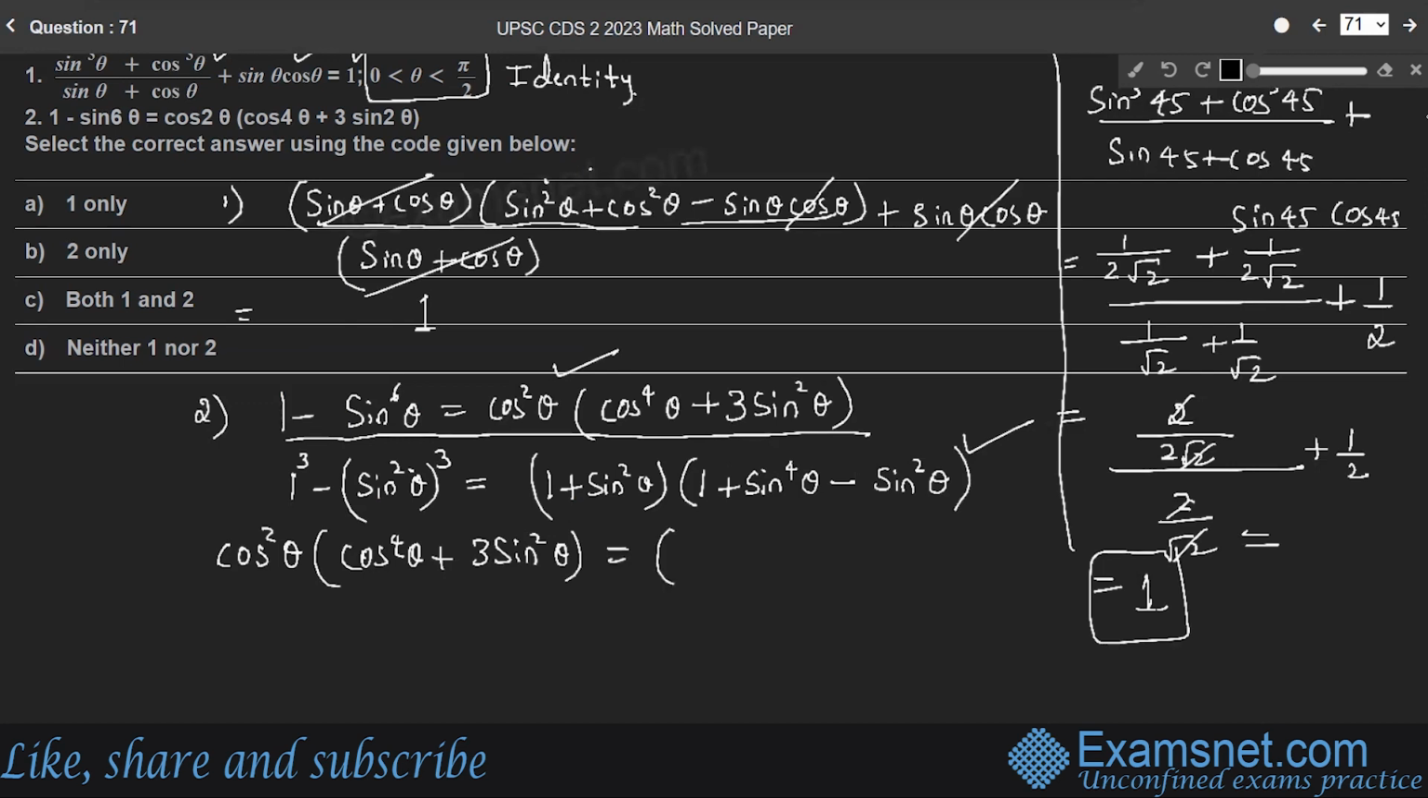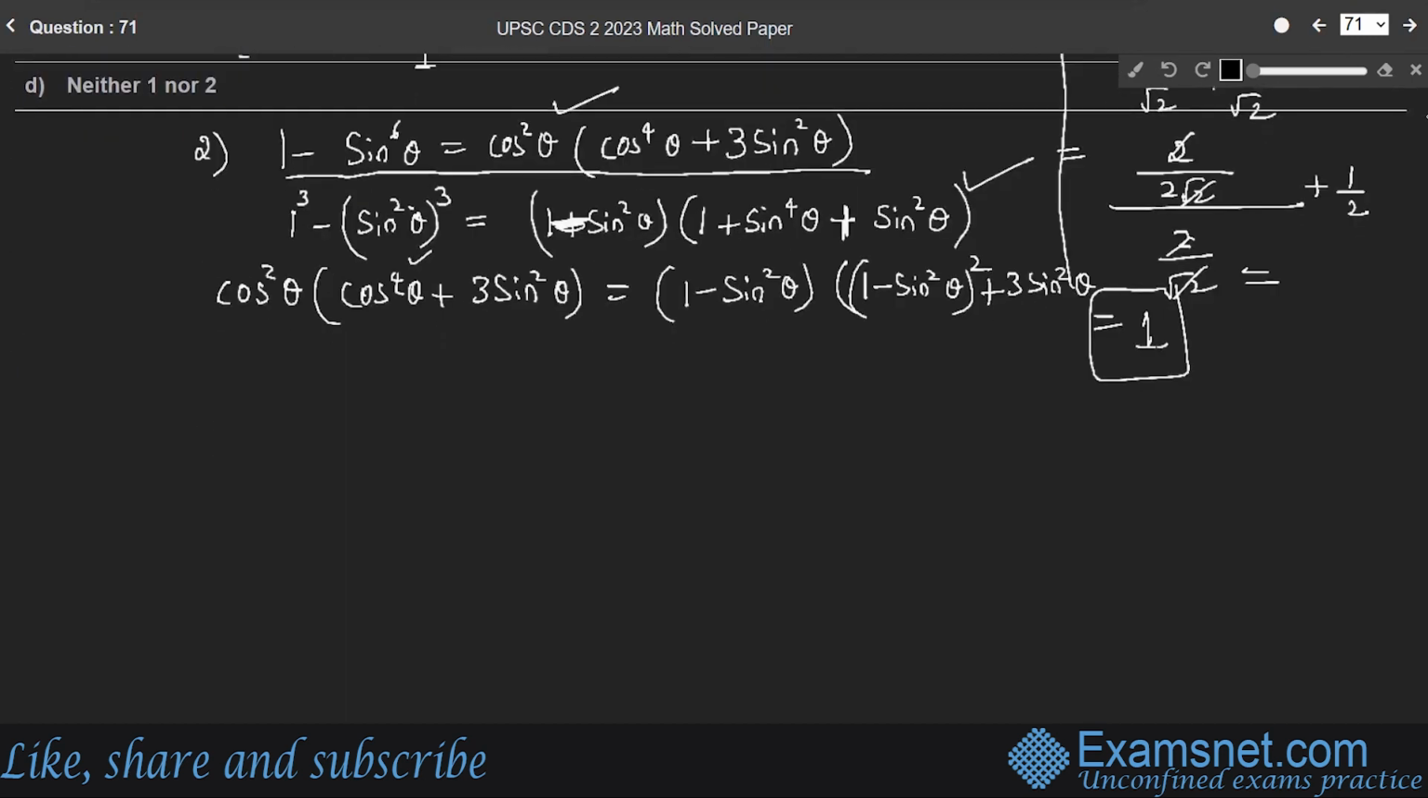Cos square theta is, since sine square theta plus cos square theta is 1, so here I made a mistake. A cube minus b cube is a minus b, 1 minus sine square theta. And here it should be plus, right? So just interchange the signs here. So cos square theta is 1 minus sine square theta, whereas cos raised to 4 theta can be written as cos square theta the square. Since cos square theta is 1 minus sine square theta, its square is cos raised to 4 theta plus 3 sine square theta. Right? Therefore, we'll keep 1 minus sine square theta as it is.